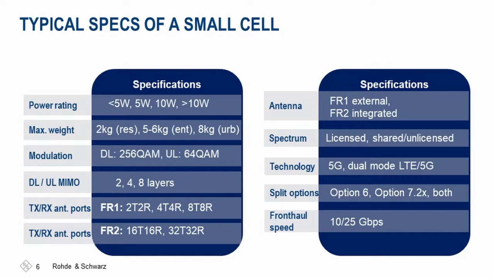Spectrum, it can operate in licensed band, unlicensed band, and shared band. So the technology, it can be 5G standalone or a dual mode, LTE and 5G. Coming to the split options, option 6 and option 7 or both. Option 6 and option 7, this we will deal with in the next slides. And fronthaul speed 10 or 25 gigabits per second.